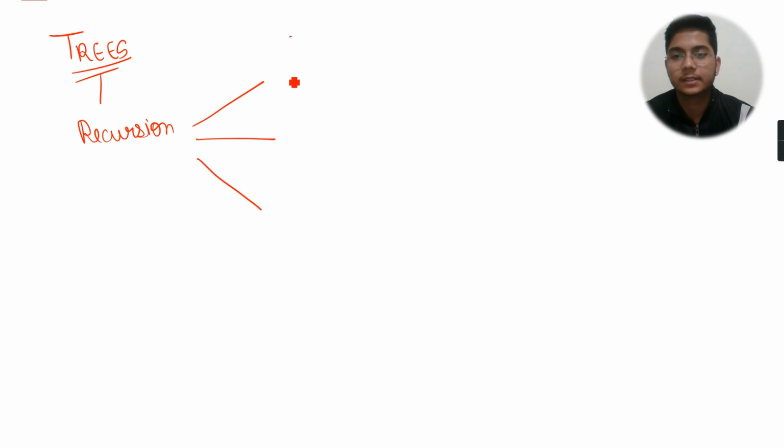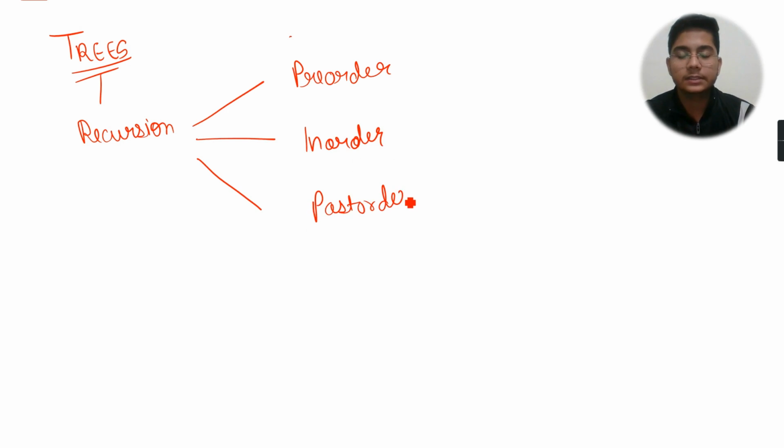In trees, while we are having recursion, in the recursion also we are having three kinds of traversals. First is preorder, second is inorder, and the third is postorder. So three terms are being used: pre, in, and post.